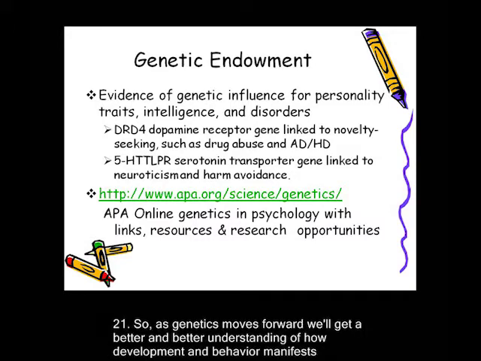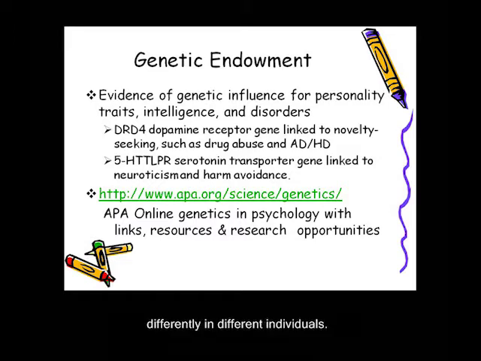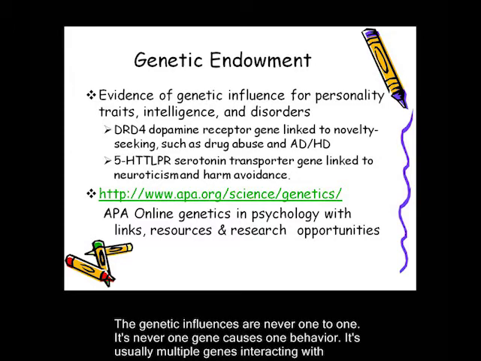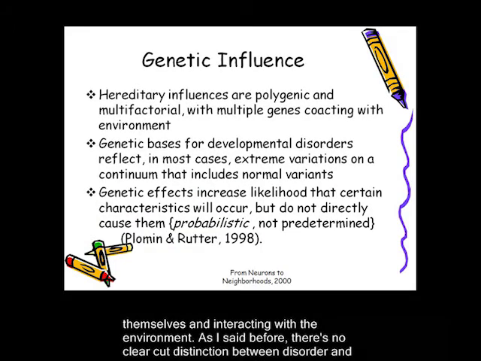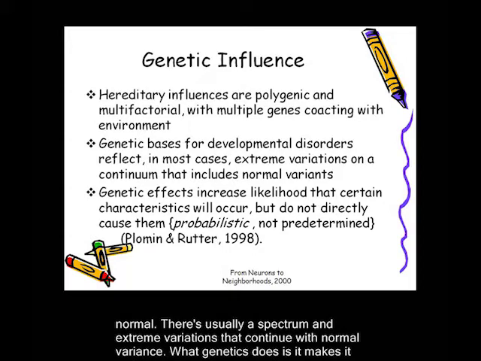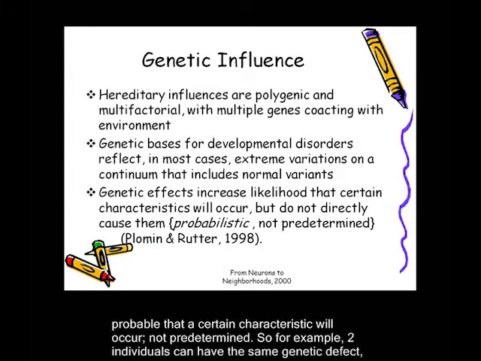So as genetics moves forward, we'll get a better and better understanding of how development and behavior manifest differently in different individuals. The genetic influences are never one-to-one. It's never one gene causes one behavior. They're usually multiple genes interacting with themselves and interacting with the environment. And then, as I said before, there's no clear cut between disorder and normal. They're usually a spectrum and extreme variations that continue with normal variants. And what genetics does is it makes it probable that a certain characteristic will occur, not predetermined.